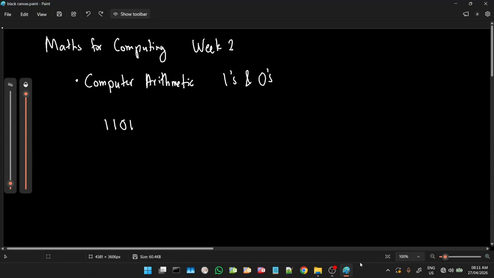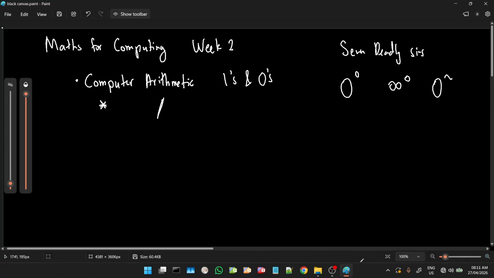So now we talked about addition and subtraction. Let's talk about multiplication of computer arithmetic and division of computer arithmetic. Before we talk about these two, we should talk about something which was taught to us, the 7 deadly sins. So the seven deadly sins is 0 to the power of 0, infinity to the power of 0, 0 to the power of infinity, 0 divided by 0. I do not remember the last three.